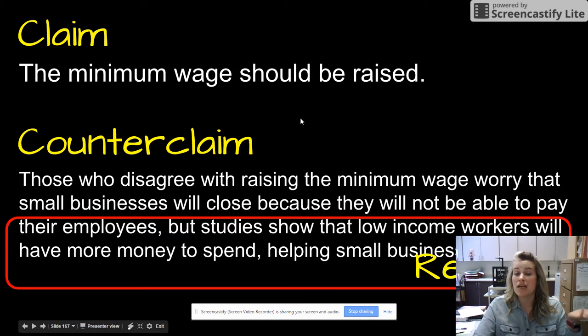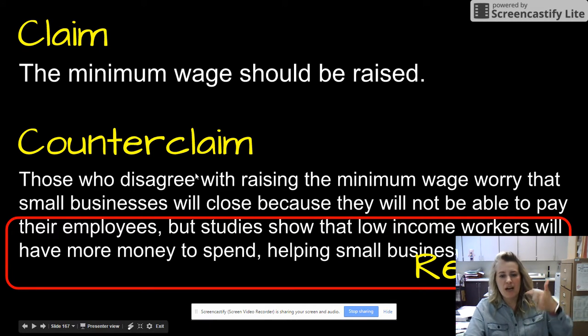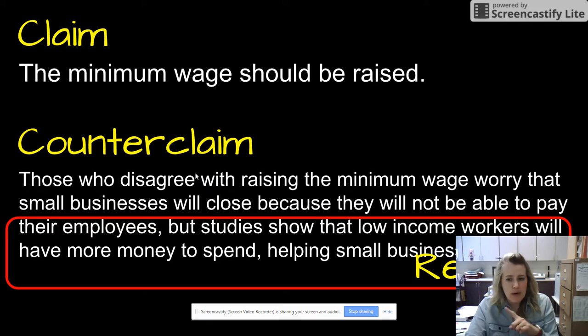If my claim is the minimum wage should be raised, here's a counterclaim. Those who disagree with raising the minimum wage worry that small businesses will close because they will not be able to pay their employees. So I'm arguing minimum wage should go up, but other people say minimum wage shouldn't go up because it'll hurt businesses.